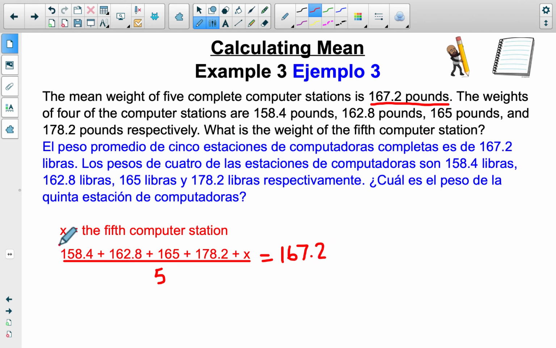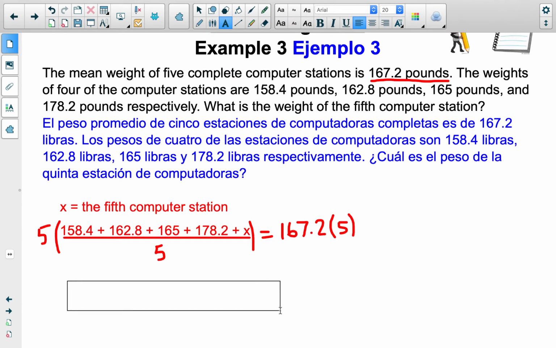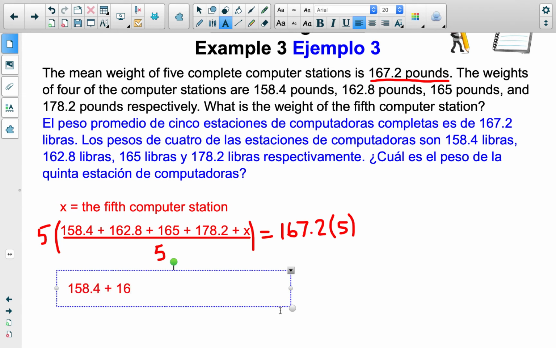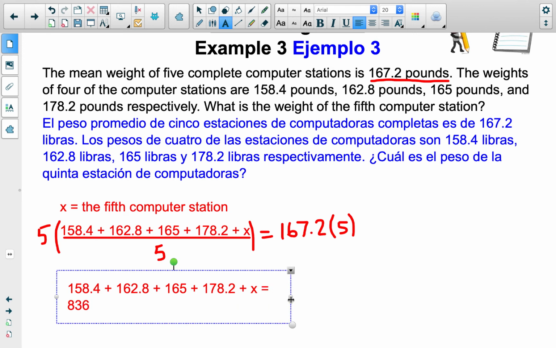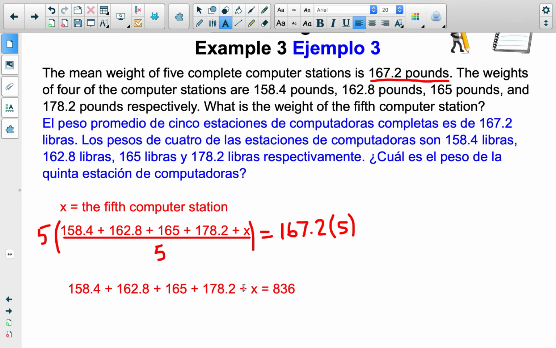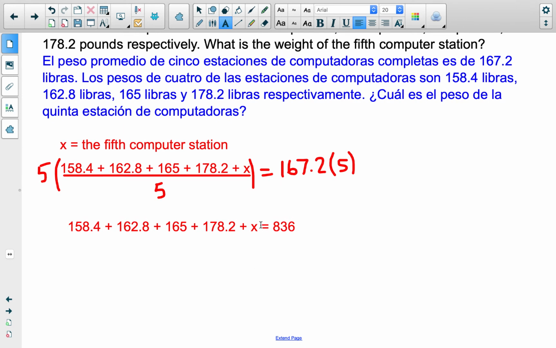All right. Just like I did last time, I'm going to get rid of that divided by 5 by multiplying by 5. They are inverses, therefore they undo each other. Make sure you do it to both sides. All right, 167 and 2/10 times 5 gets 836. So now what I'm left with is this that I'm typing on the left, and that's going to end up equaling 836.